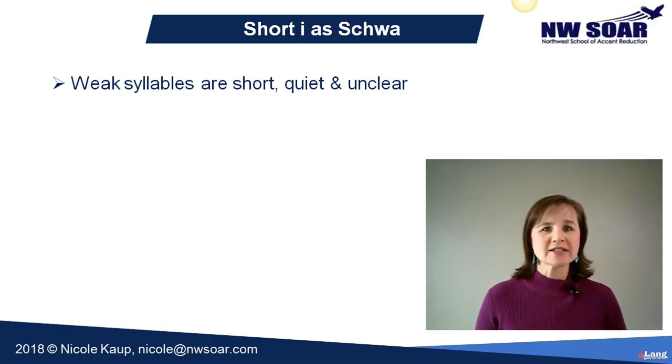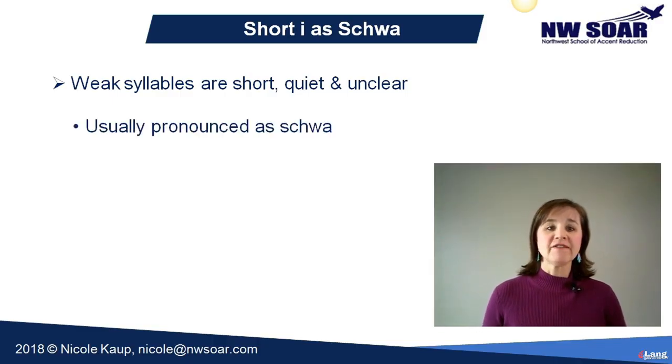Remember how we use the schwa sound in weak syllables? I'd like to talk a little bit more about weak syllables in this lesson and how the short I figures into this. The weak syllables in words are generally pronounced with a shorter, quieter, and unclear vowel. Most often, the vowel is a schwa sound, but it can also be a short I in some cases, since the short I is also a relaxed and relatively quiet sound.